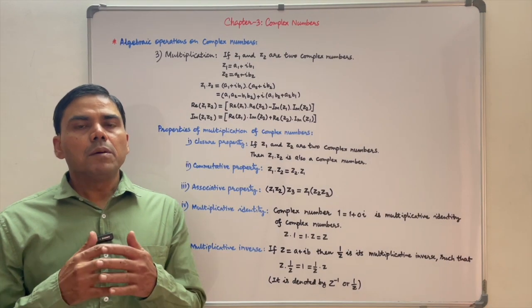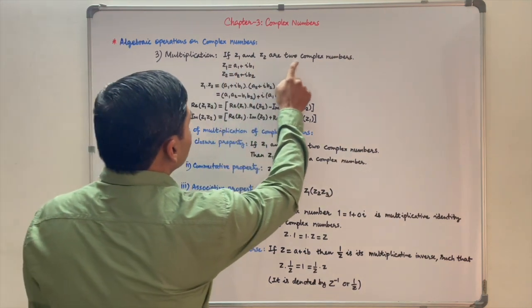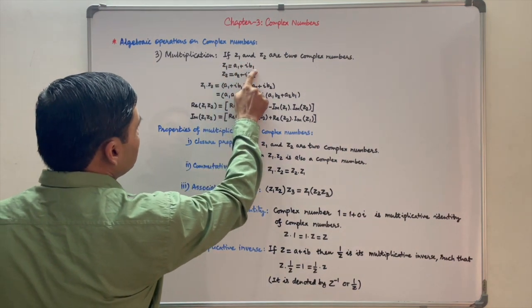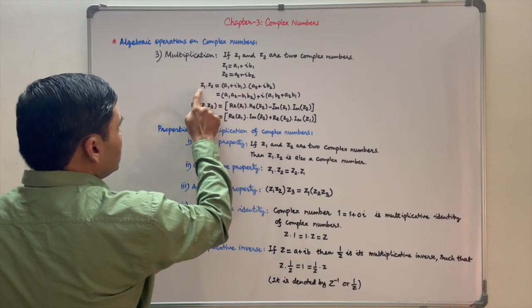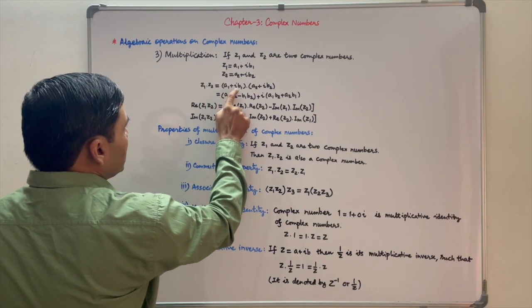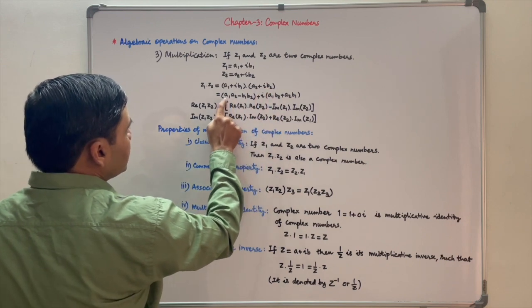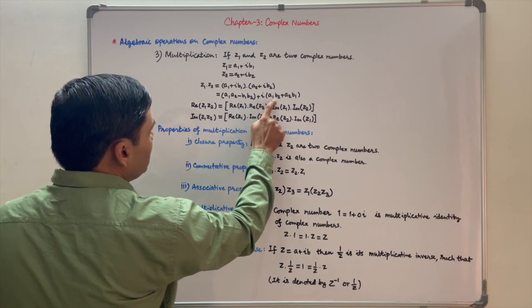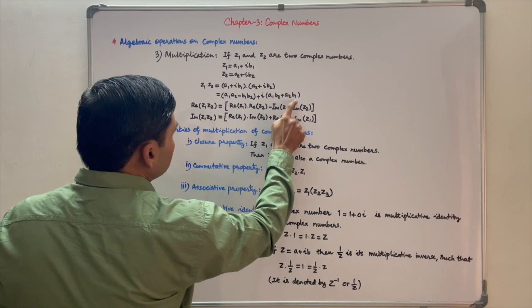Third operation is multiplication of complex numbers. Suppose z1 and z2 are two complex numbers such that z1 is equal to a1 plus ib1 and z2 is equal to a2 plus ib2. So z1 z2 is equal to a1 plus ib1 into a2 plus ib2. This can be simplified as a1 a2 minus b1 b2 plus i into a1 b2 plus a2 b1. This is the real part and this is the imaginary part.